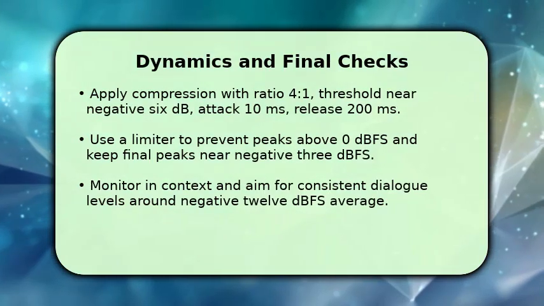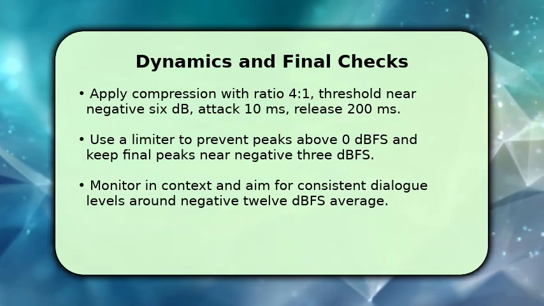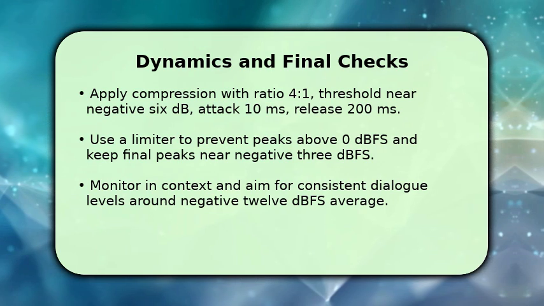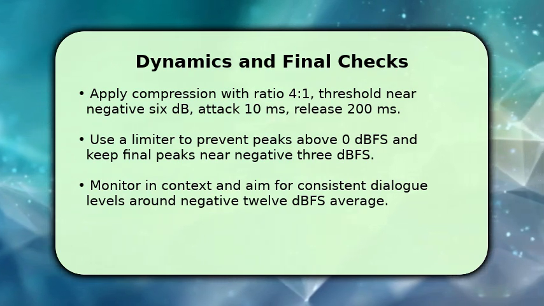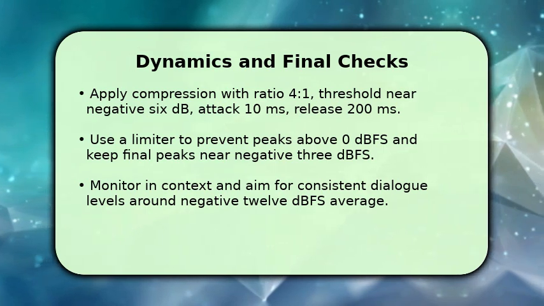Set dynamics to control loud transients and smooth overall level and presence. Start with a compressor at 4:1 ratio and set threshold near -6 dB. Use an attack time around 10 milliseconds to keep transients and a release near 200 milliseconds for natural recovery.